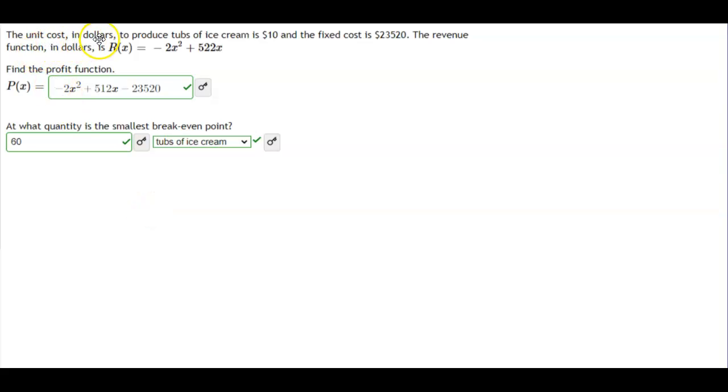The unit cost in dollars to produce tubs of ice cream is $10 and the fixed cost is $23,520. The revenue function in dollars is r of x, which is equal to negative 2x squared plus 522x. We want to find the profit function. Well, we know we're given the revenue function. We want to find the cost function.